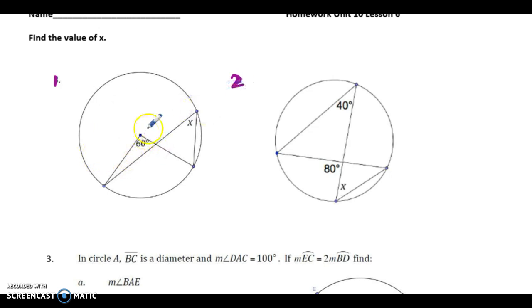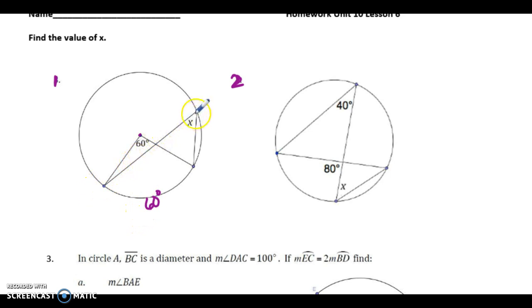All right, so first of all, we're going to make some assumptions here, even though we probably shouldn't. I'm going to assume that this is the center of the circle. And if that's the center of the circle and this angle is 60, this is called a central angle. When you have a central angle, the central angle opens up to an arc, and that arc would be the same measurement as that central angle. So I'm going to say that that is also 60 degrees.